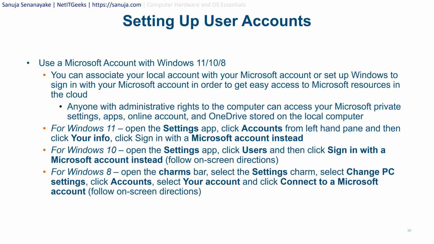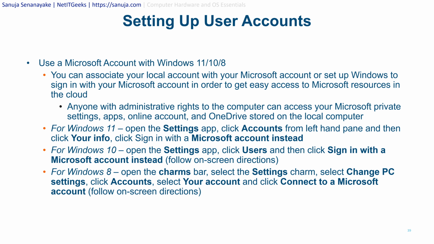Use a Microsoft account with Windows 11, 10 and 8. You can associate your local account with your Microsoft account or set up Windows to sign in with your Microsoft account in order to get easy access to Microsoft resources in the cloud. Anyone with administrative rights to the computer can access your Microsoft private settings, apps, online account, and OneDrive stored on the local computer. So keep that in mind.